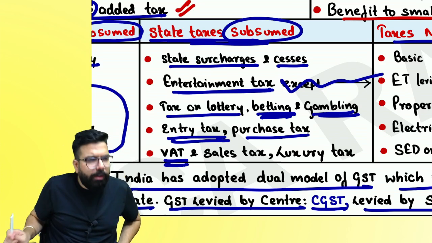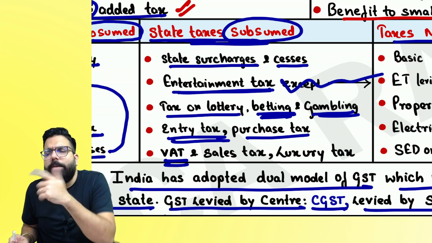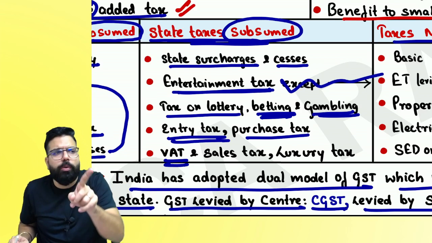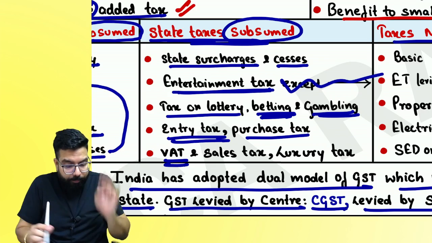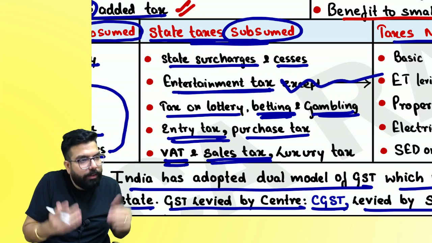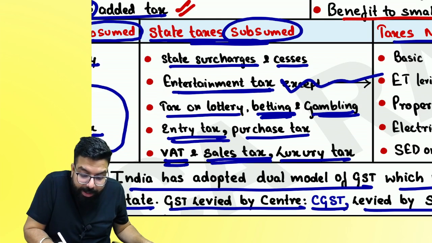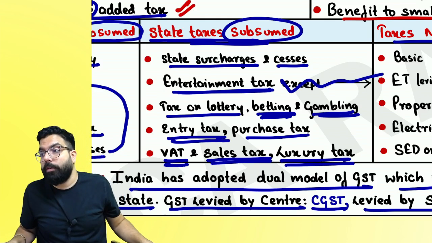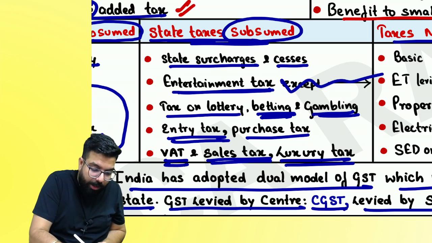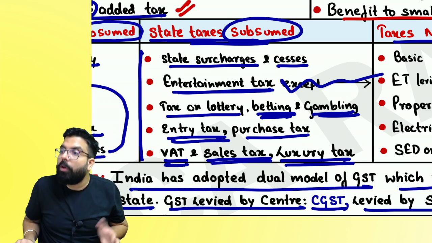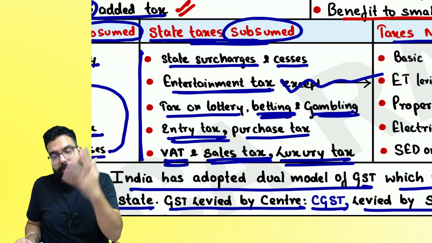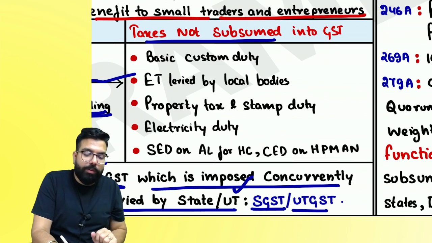VAT. What is VAT, everyone? When you sell within the state, you have to pay VAT. Gone. Any sales tax? Gone. Luxury tax was charged by hotels. Gone. What will happen for all this now? What will come now? Okay. There are some taxes which are not gone.